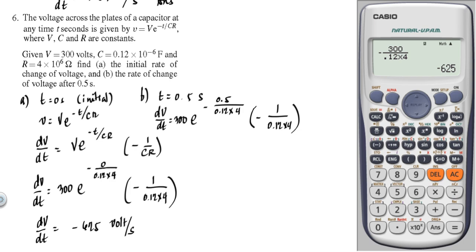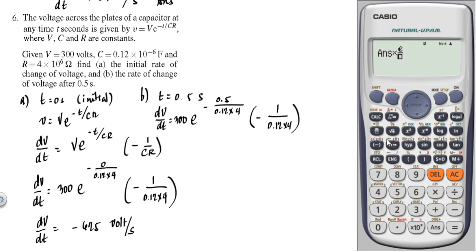Okay, so yun na lang din. This is 300 over 0.12 by 4, negative. So, multiply na lang natin to. Okay, yung answer na negative 625 by e, di ba? Oh, para tipid sa time.